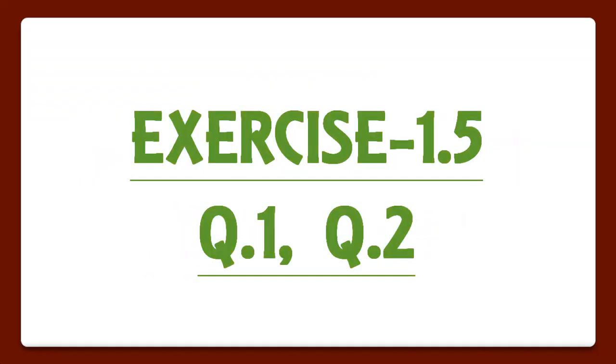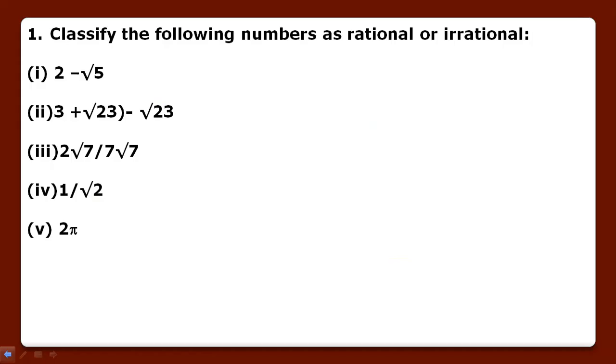Exercise 1.5, questions number 1 and 2 will be discussed in this video. So let's start. Question number 1: classify the following numbers as rational or irrational. We have already studied operations on real numbers in the previous part. The related questions will be discussed in this part, so don't forget to watch that video, because from that video only the understanding will be built.